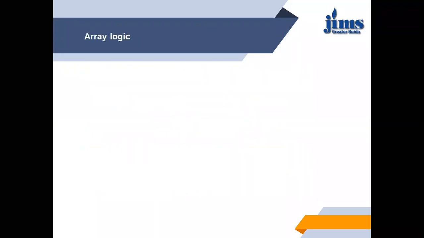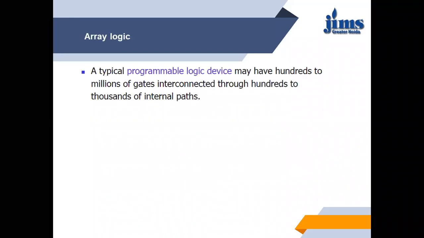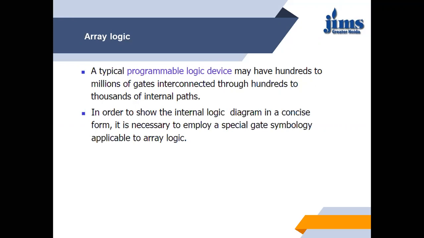Now let us discuss array logic, what the array means. A typical programmable logic device may have hundreds to millions of gates interconnected through hundreds to thousands of internal paths. So these are arrays, like a matrix. In order to show the internal logic diagram in a concise form, it is necessary to employ a special gate symbology applicable to array logic.